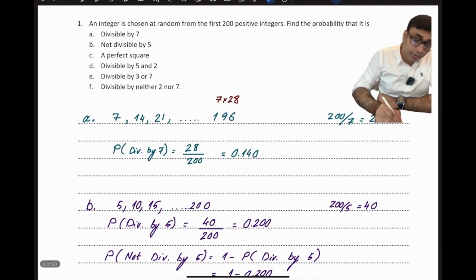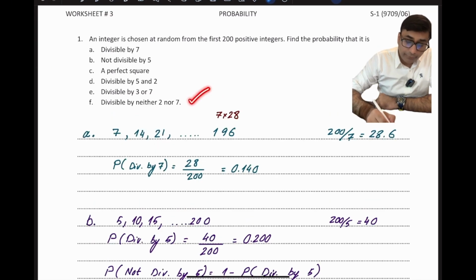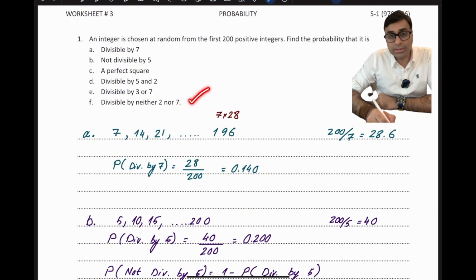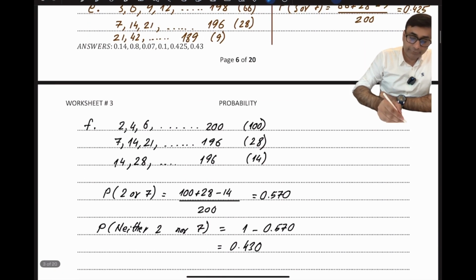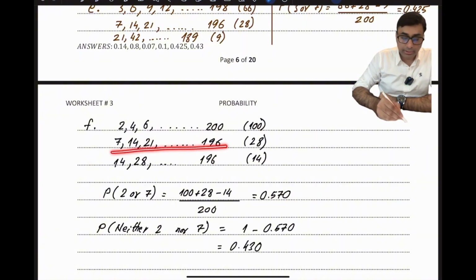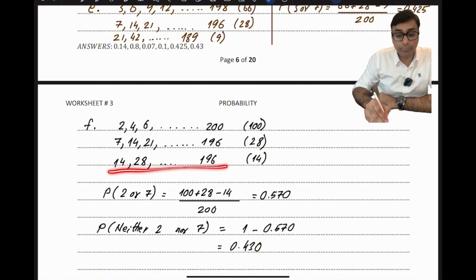Even if I need to find out neither divisible by 2 nor 7, what I'm going to do is find out the numbers which are divisible by 2 and 7 both. When I need to calculate the probability of divisible by neither 2 nor 7, I'm going to find out the probability of divisible by 2 or 7, and then I'm going to subtract it from 1. So I'll see what are the numbers which are divisible by 2, I'll see what are the numbers which are divisible by 7, and then I'll also see the numbers that are divisible by both, that is 14.